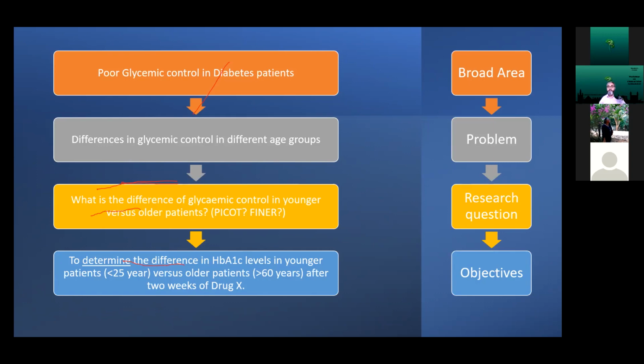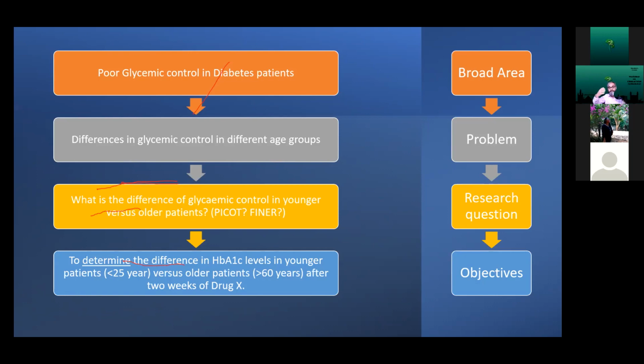What is the difference of glycemic control in younger versus older patients? Remember, this is my starter research question. It has not been defined in terms of PICOT or finer. In terms of PICOT, I would then have to specify what do I mean by young, what do I mean by old. I must also say, what do I mean by good glycemic control, measured as HbA1c level or measured as a random blood glucose level. This would also be defined by the feasibility.